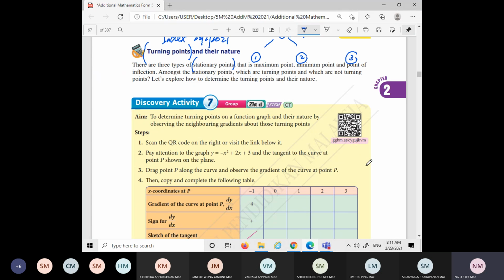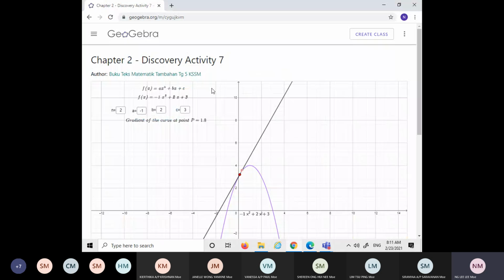To determine turning points on a function graph and their nature by observing the neighboring gradient about this turning point. Actually we want to study the gradient around the point. So visit this link. Pay attention to the graph and the tangent to the curve at point P shown on the plane. So this is a graph. Let me check. Negative x squared plus 2x plus 3.